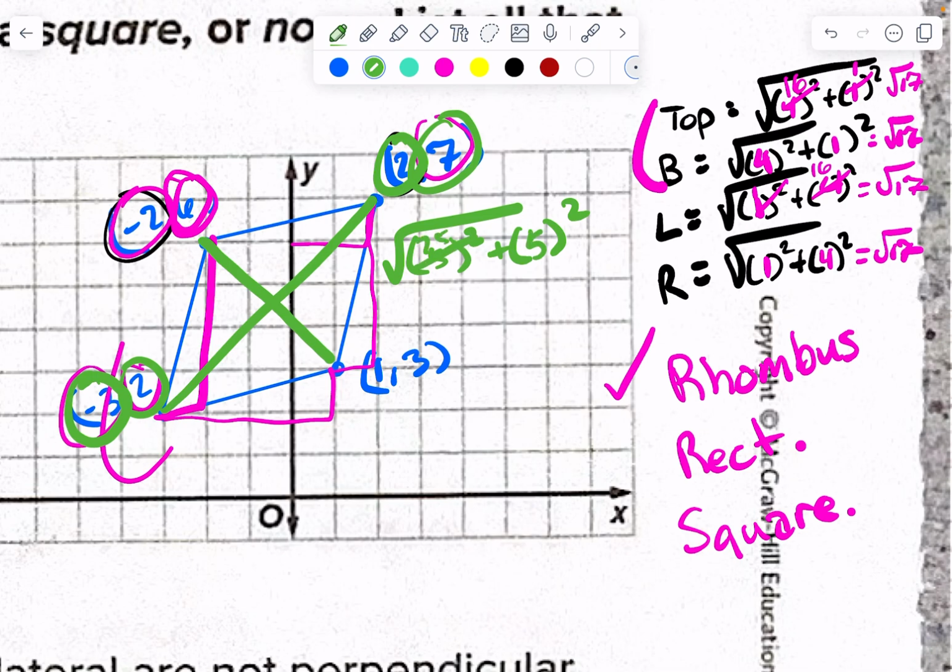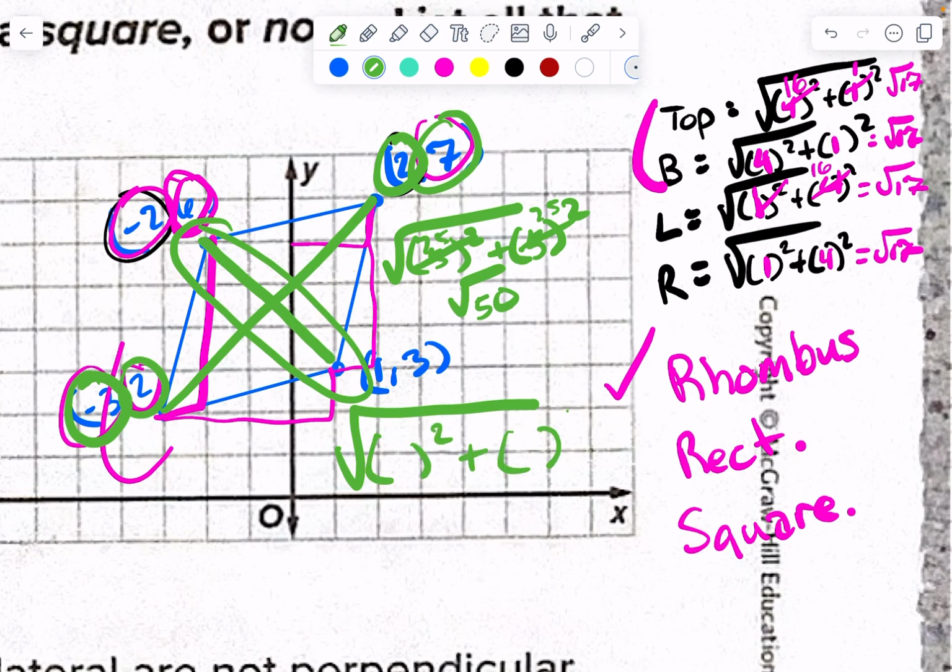Okay? The other one is the short diagonal, which, I don't know, maybe it's not short. Maybe they're both the same size, but it looks short to me. Okay? From -2 to +1 is 3. From 6 to 3 is also 3. 3 squared is 9. 3 squared is 9. 9 plus 9 is the square root of 18. Okay, so what does that tell us? It's not a square. The diagonals are not the same, so it's not a rectangle, right?